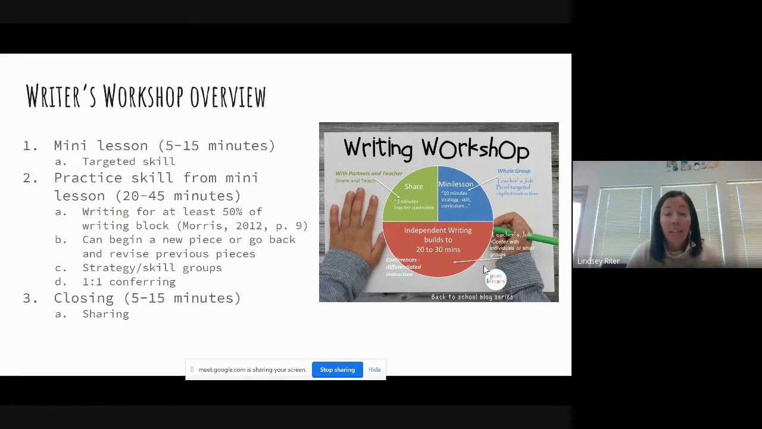During the independent writing block, teachers can be pulling strategy groups and one-on-one conferring with their students. I know a lot of you teach different grades. I think we need to ask the question about first graders and kindergartners, because there's no way you can do a 45-minute writing block with them all out by themselves.